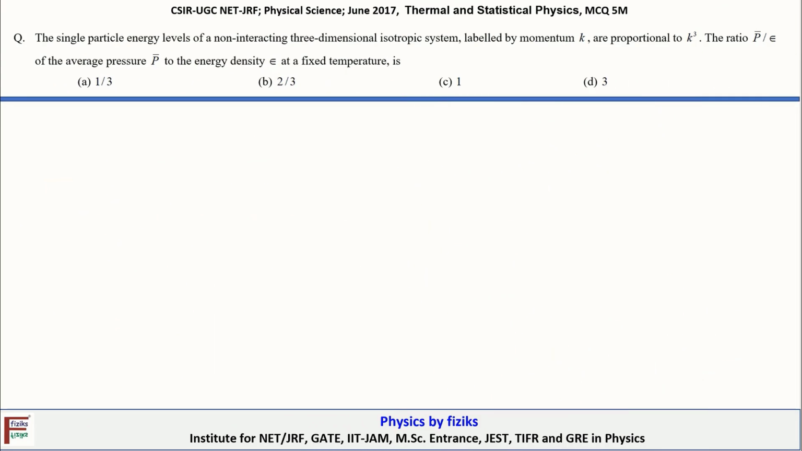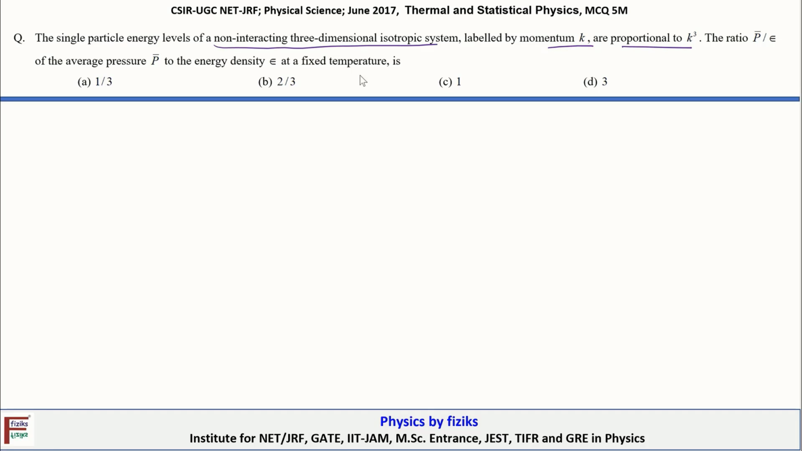So let's take a look at the next problem. The statement is: the single particle energy level of a non-interacting three-dimensional isotropic system, labeled by momentum k, is proportional to k cube. Okay, so it's given that the energy of the particle is proportional to k cube.